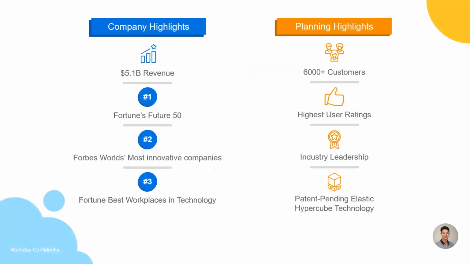Finally, before I pass it to Haley to actually dive into the system, you can see some of the highlights here, both on the adaptive planning product as well as Workday as a company. Workday is a $5+ billion company, so certainly not a new kid on the block. They've been ranked #1 on Fortune's Future 50 list, #2 on Forbes' World's Most Innovative Companies list. And one of the main reasons that Adaptive is able to have 6,000+ customers globally is because the planning product has a 97% customer retention rate, which is a really high retention rate. Once again, that comes back to the ease of use. So hopefully you can see that ease of use. And with that, I will pass it to Haley to dive in.